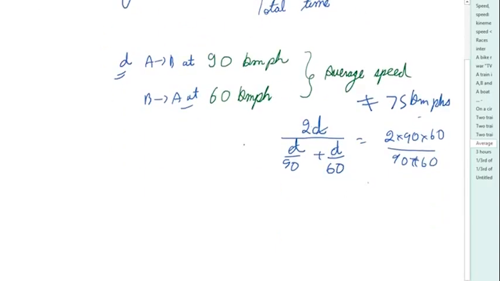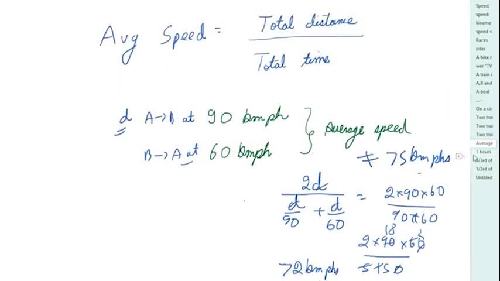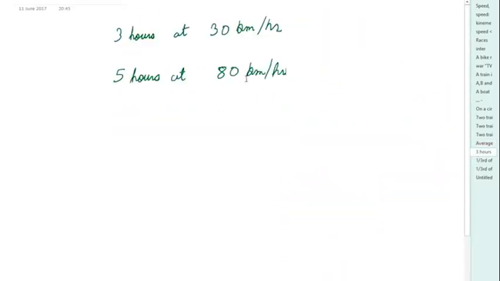And this becomes, whatever, 150. So 2 and 5, 18 and whatever, 18 into 4, 72 kilometers per hour. So the average speed is 72 kilometers per hour. It's not 75 kilometers per hour, which might seem obvious, but once you know that, please do not make this mistake.